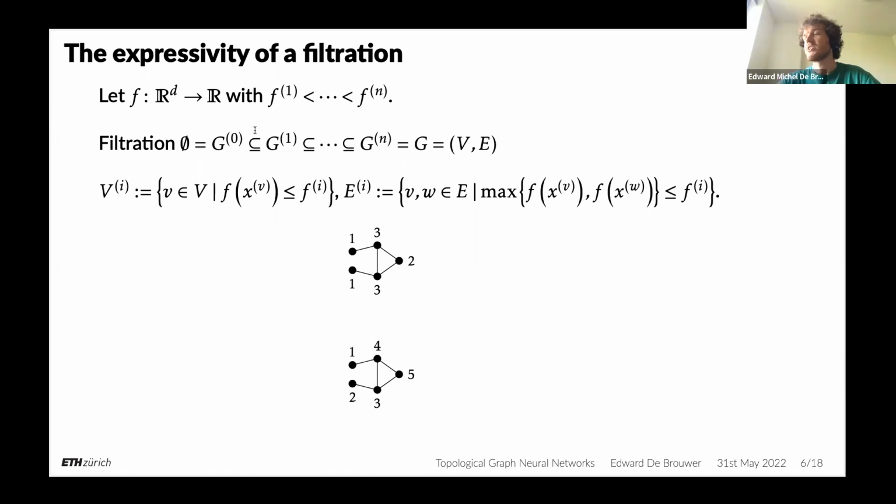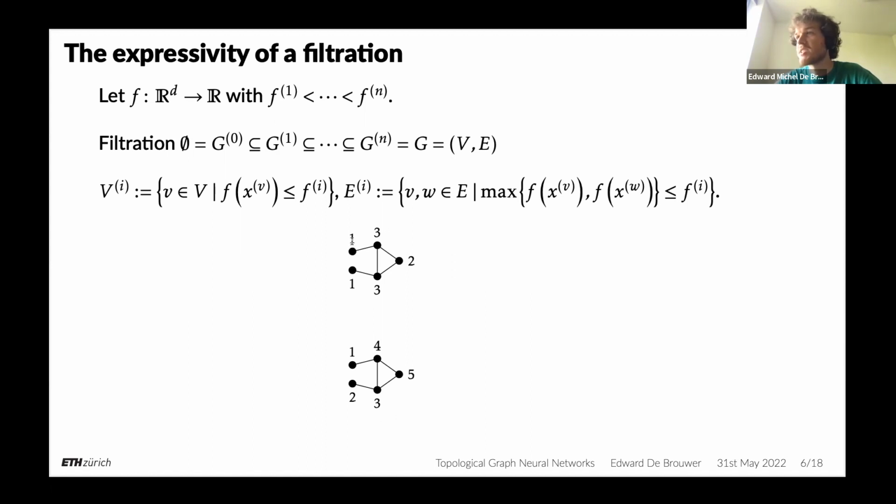So we're going to define a filtration on a general graph G as a nested sequence of subgraphs that follow this property. So basically what the equation says here is that you're going to apply your function to each of the different features, the node features, the nodes on your graphs.